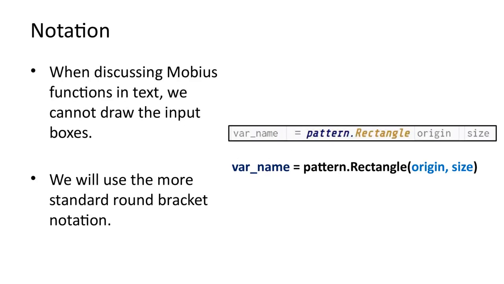A final note about notation. When we discuss Mobius functions, we will sometimes use screen captures. But in some cases, always inserting a screen capture will be cumbersome. When we want to refer to a function in text, we will use typical function notation. This consists of the function name followed by round brackets. Here, you can compare the 2 formats for the pattern.rectangle function. The screen capture and the text notation.